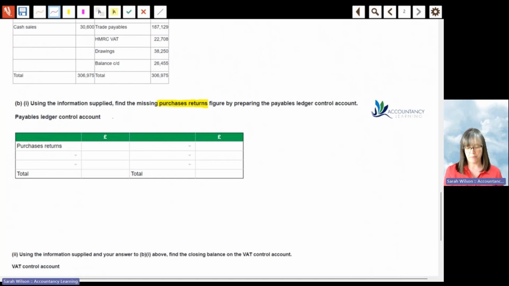So first of all, our payables ledger control account is a liability account. So using our debit and credit rules, anything that increases the account is going to be a credit, and anything that decreases the account is going to be a debit. By preparing this account using the information that we're given, we're then going to have a balancing figure, and that balancing figure is going to be the figure for your purchases returns.